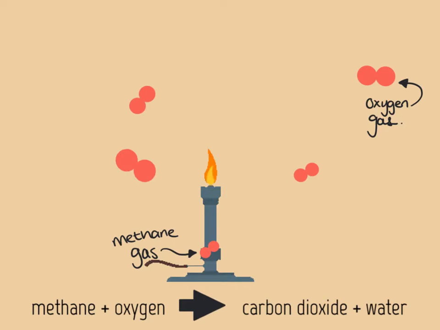Now, collision theory tells us that the reason this reaction takes place is because of collisions between the oxygen molecules here and the molecules of methane gas. So the molecules of the two different chemical substances have to collide with plenty of energy, and when they do, they can react. So collision theory is all about particles colliding with each other and causing a chemical reaction.